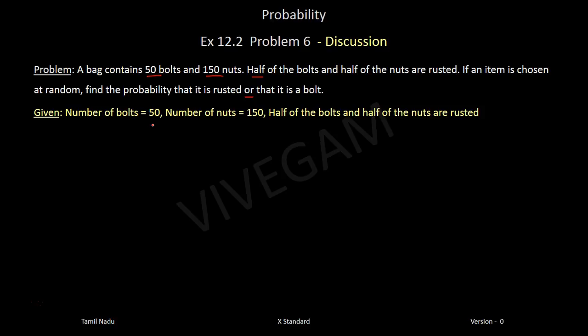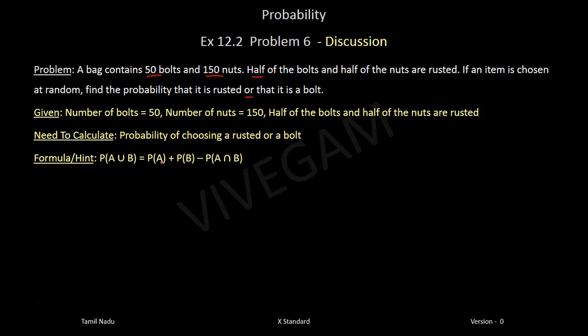So let's list out. The number of bolts is 50. Number of nuts is 150. Half the bolts means 25 bolts are rusted, and half of 150, 75 nuts are rusted. What are we asked to calculate? Probability of choosing a rusted item or a bolt. What's the formula? Probability of A union B equals probability of A plus probability of B minus probability of A intersection B. So A will be selecting a rusted item, B will be selecting a bolt.